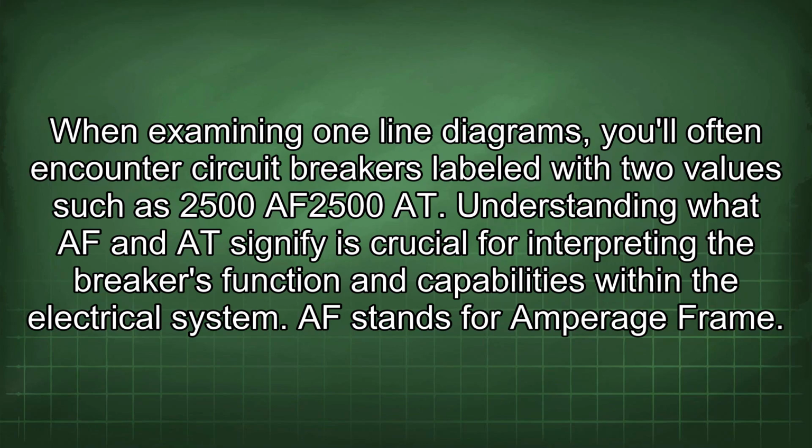When examining one-line diagrams, you'll often encounter circuit breakers labeled with two values such as 2500 AF 2500 AT. Understanding what AF and AT signify is crucial for interpreting the breaker's function and capabilities within the electrical system. AF stands for amperage frame.